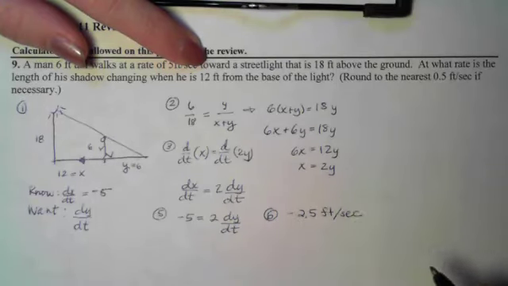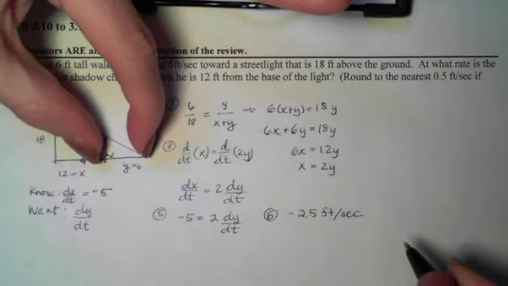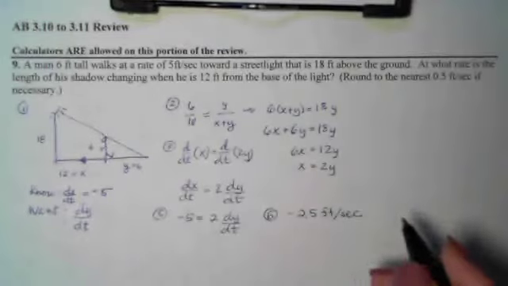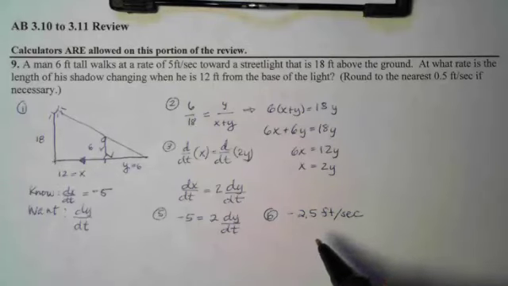So what this means in the context of the story problem is that at the instant in question, or when the man is 12 feet from the base of the light, his shadow is decreasing at a rate of negative 2.5 feet per second. Again, this will be multiple choice, so you will not have to write out the interpretation, but you'll need to be aware of what it is for all the free response problems.